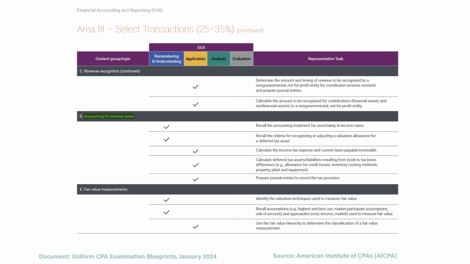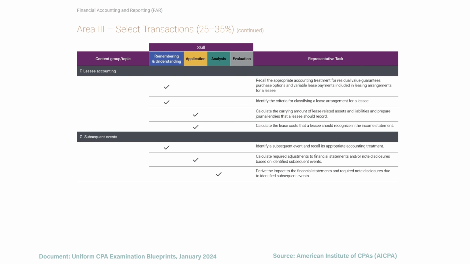Then we have accounting for income taxes. So you need to know how to record the journal entries for deferred tax assets and liabilities and your current tax expense. Next is fair value measurements. You need to identify the best way to measure the fair value of an asset. This could involve using the cost approach, income approach, or market approach. And we need to use the fair value hierarchy to determine the classification of the fair value measurement.